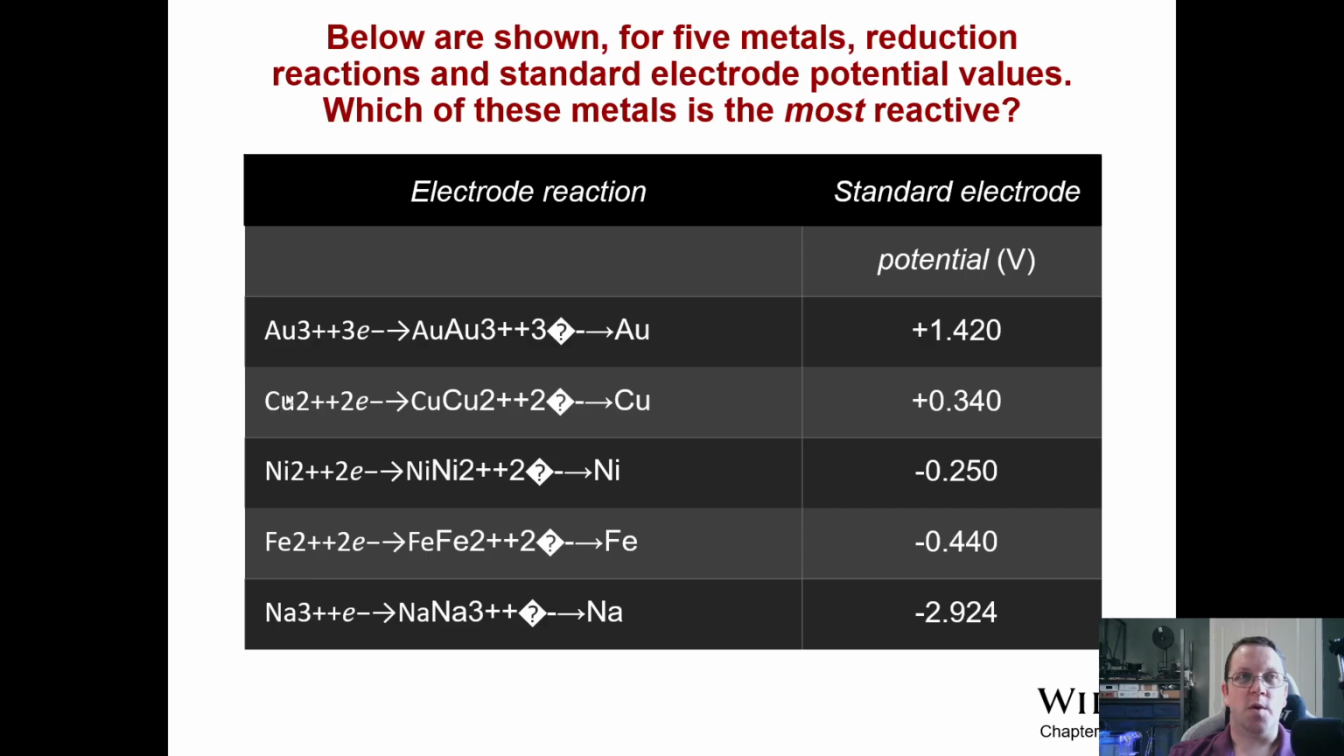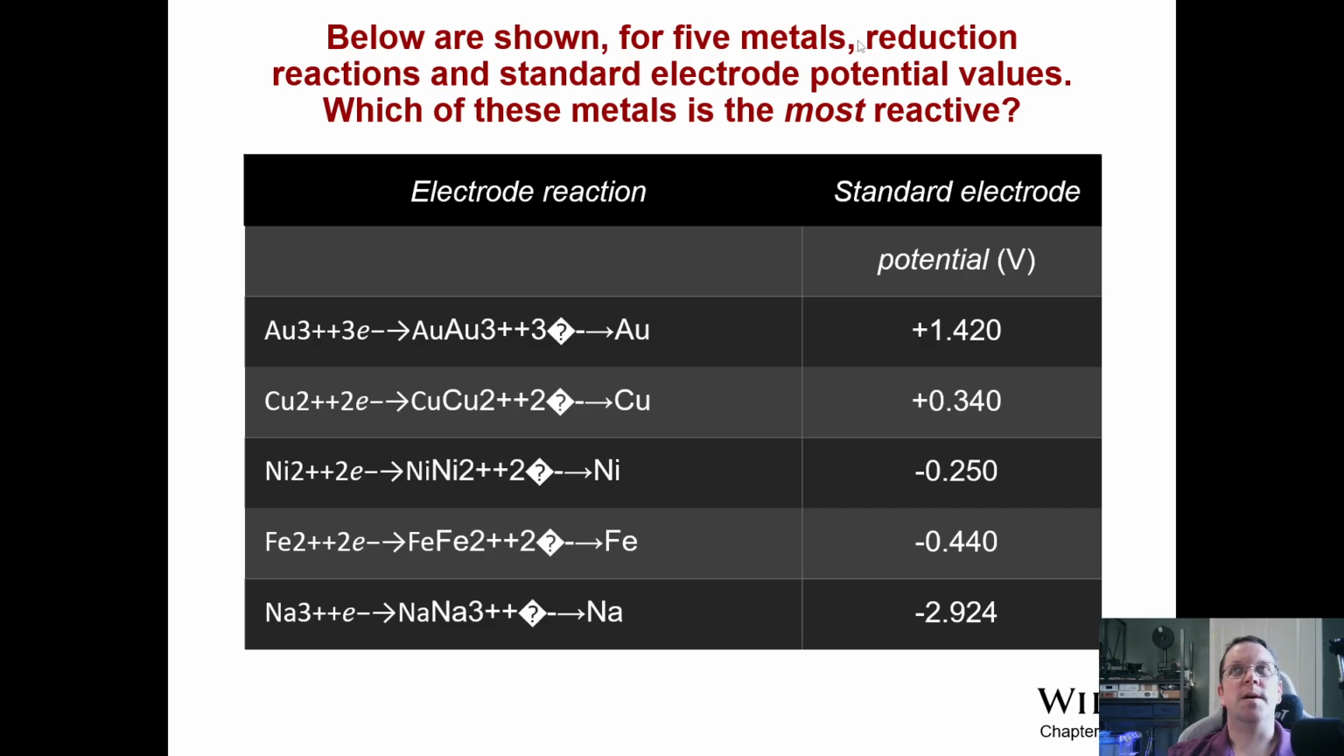There's a difference for copper. So copper 2+ and 2 electrons going to copper is 0.34. Nickel minus 0.25, iron minus 0.4, sodium minus 2.9. So sodium really loves to be in the ionic state. Gold really does not. You really have to push it very hard to the other side to be able to strip it of its electrons.